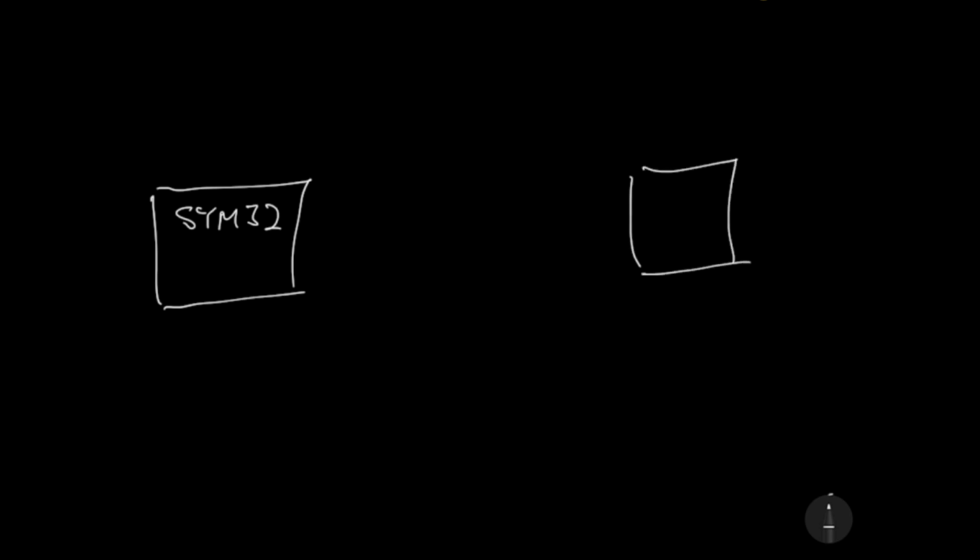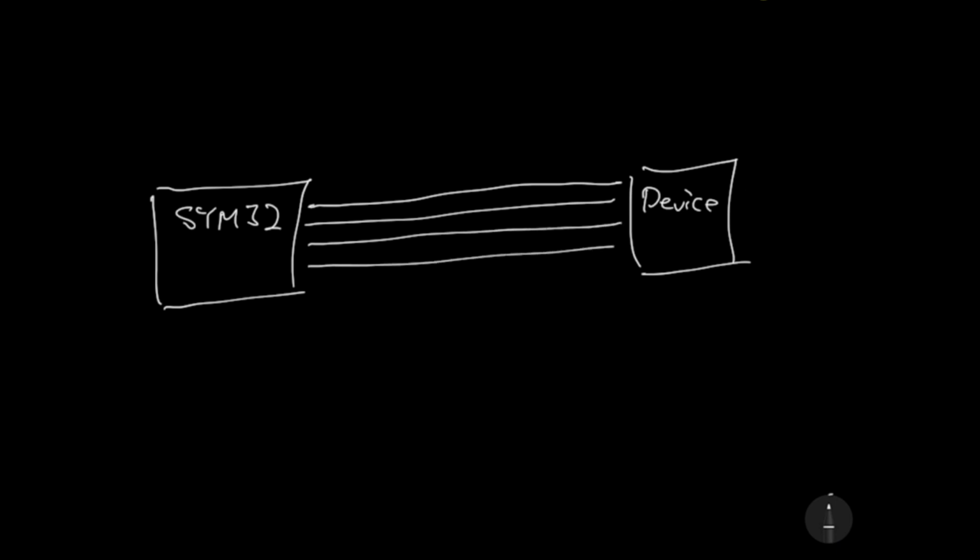So if we jump over to this one, if we have our STM32 device, excuse my messy writing, then connecting that up to another device using SPI, as I mentioned, we need 4 particular signals to be able to communicate with that. So let's just pop a device over here and we'll get our 4 lines connected across to those.